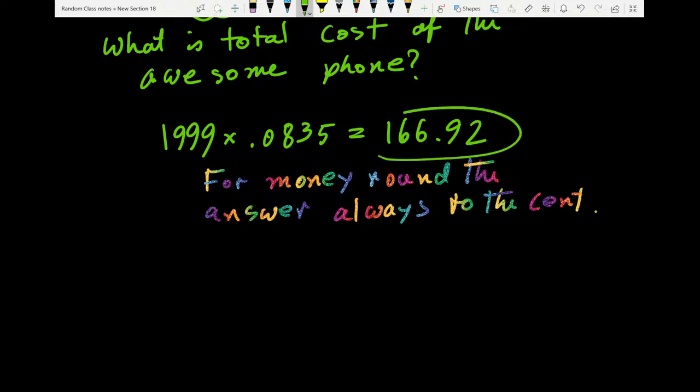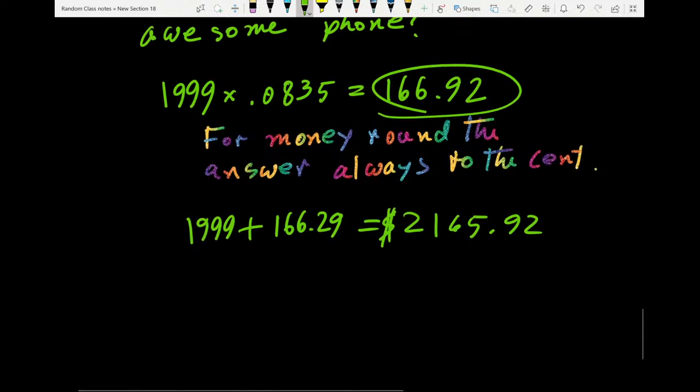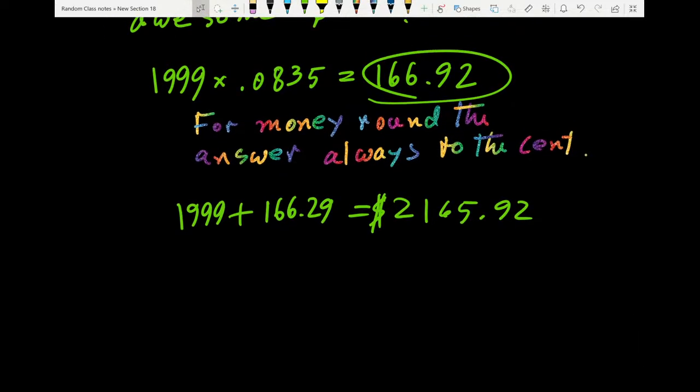So that's the tax amount. So how much does your phone cost? $1,099 plus $166.92 is $1,265.92. That's how much your phone will cost. So if Biden gives you $1,400, you still have $766 left. Still need to get that Samsung Galaxy Fold 2 phone. All right, so that's that.